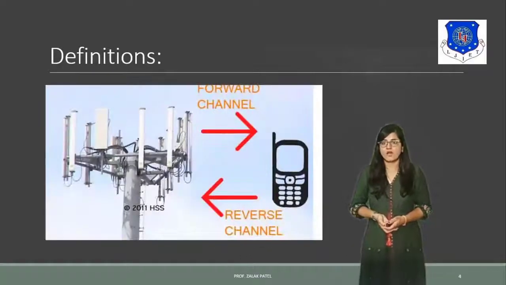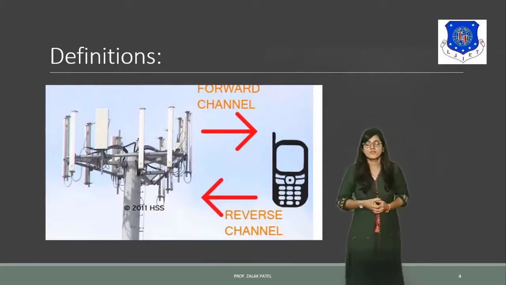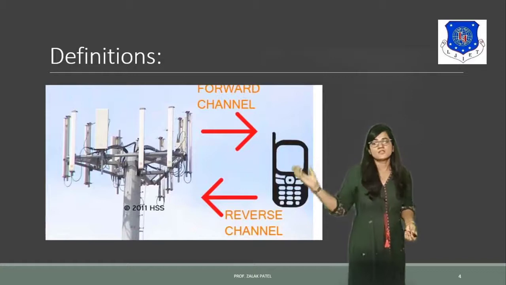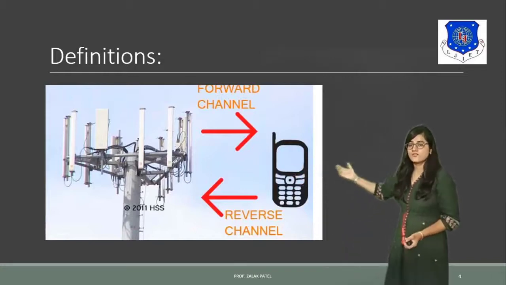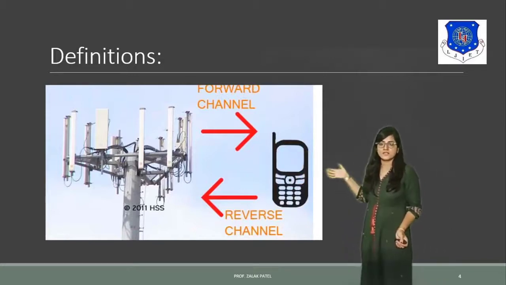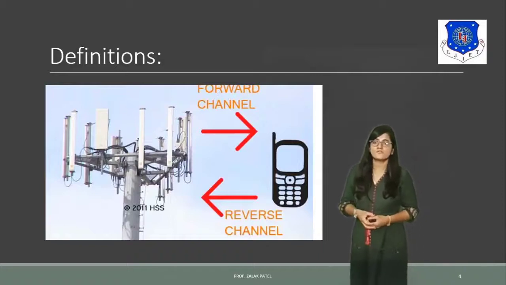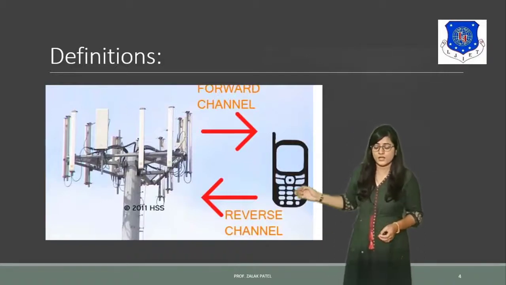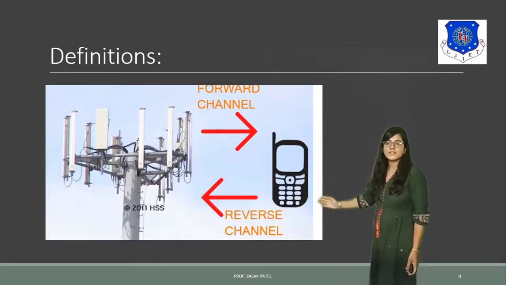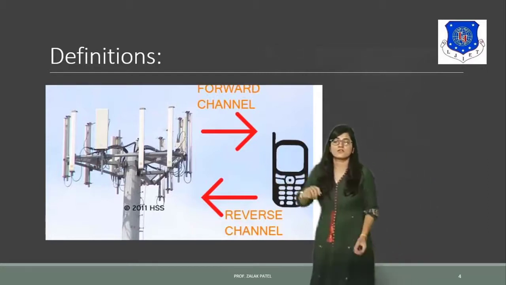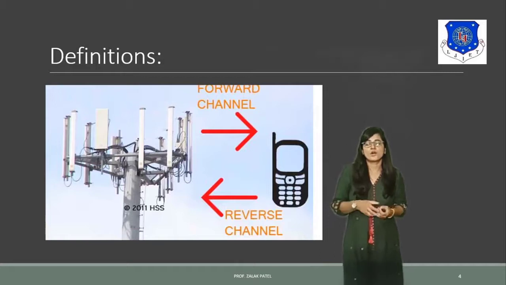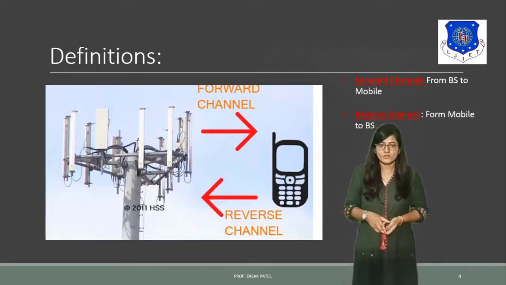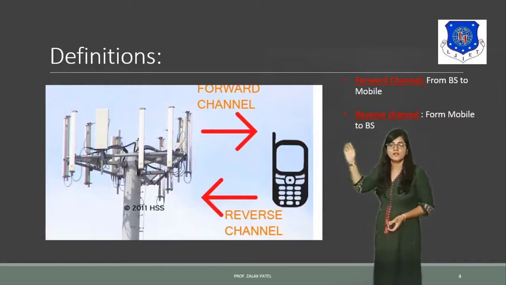Next is about channels. Channels can be classified into the forward channel and the reverse channel. As you can see in this figure, from base station to mobile station, this channel is called the forward channel. You can also call it the downlink channel. The reverse channel is from mobile station to base station. You can also call this the uplink channel. So this is about the forward channel and the reverse channel.